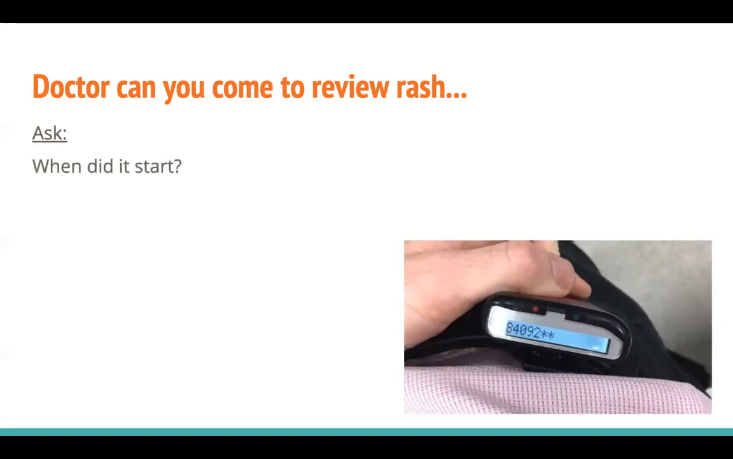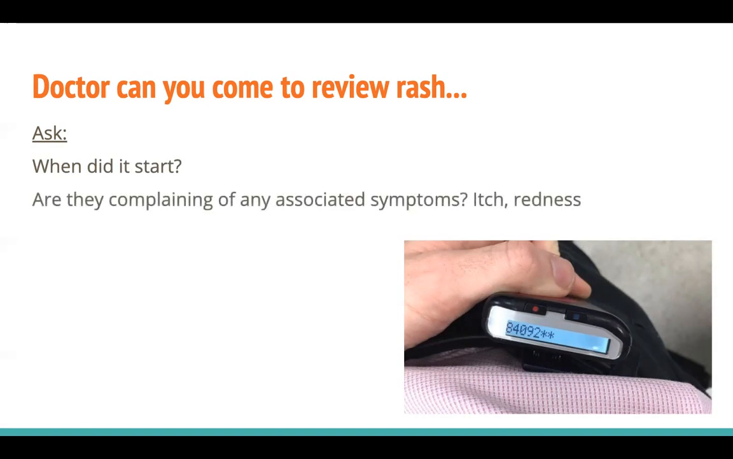Well, the first thing you should ask is, when did this rash start? Is it a new thing or has it been there before and it's gotten worse? Are there any associated symptoms? Particularly, is it itchy or is the area red? Next, are they systemically well? How's their breathing? Are they confused?